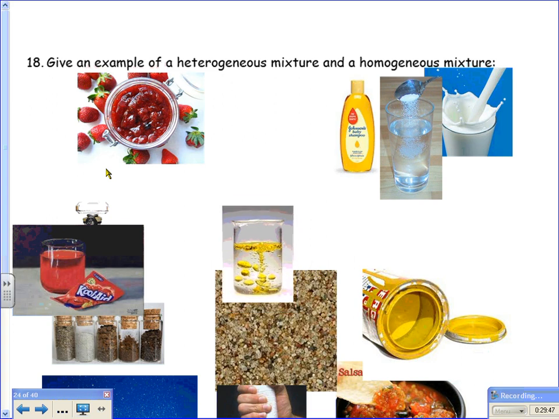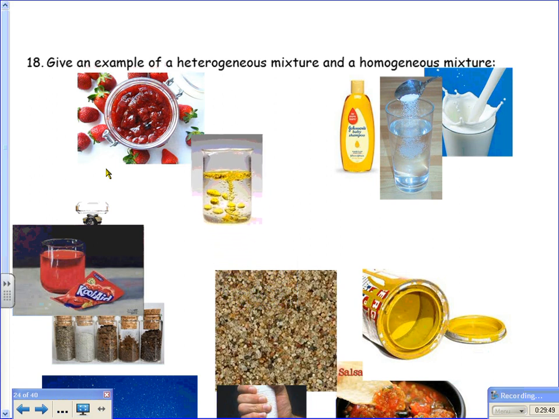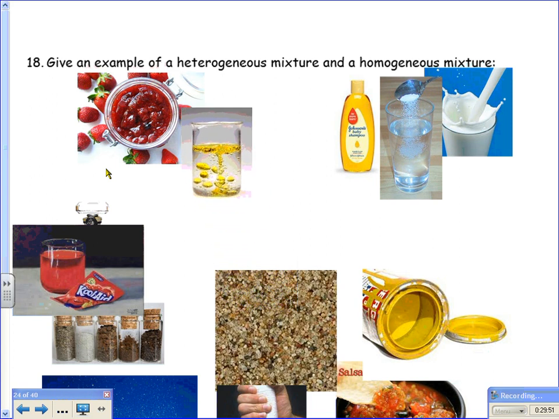Here's something. This is a beaker with some oil in it. Obviously, we can see the water and we can see the oil. That's heterogeneous. We can see some or all of the parts.